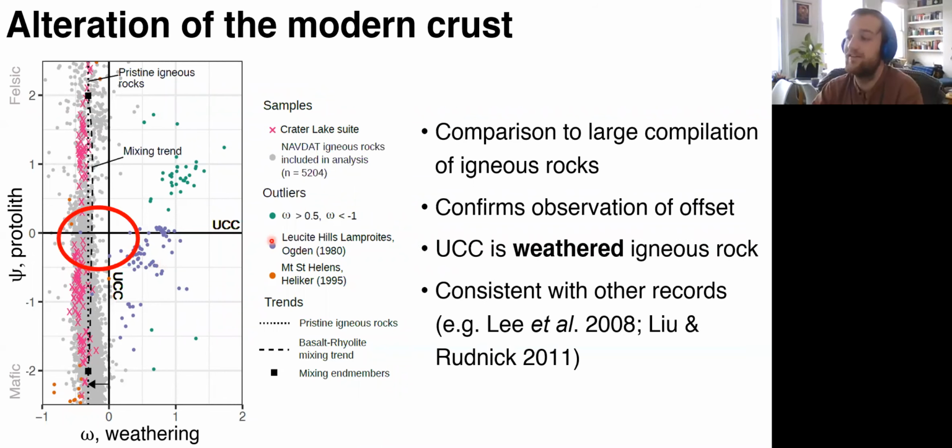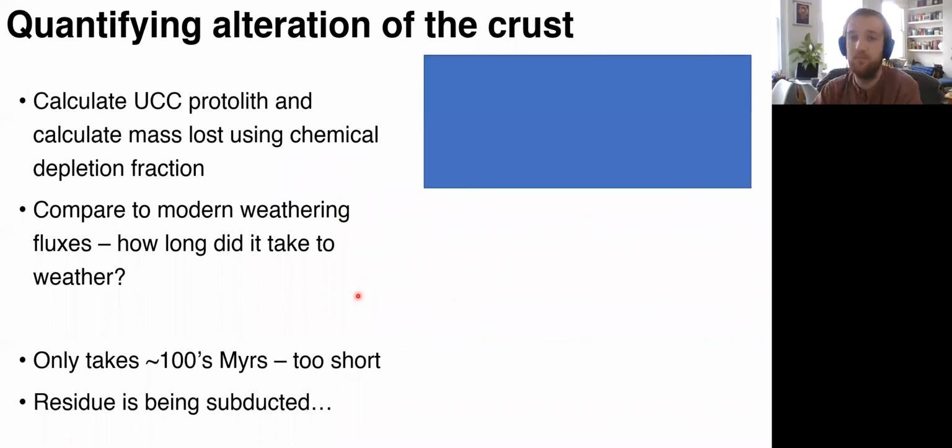And that is consistent with a couple other papers. Lee et al. 2008 and Liu and Rudnick in 2011 use isotopic proxies to look at weathering in the upper continental crust, and they also find that it looks to be altered. But we're the first to demonstrate that you can show this using the major element composition alone, which is quite exciting. And we can do one better.